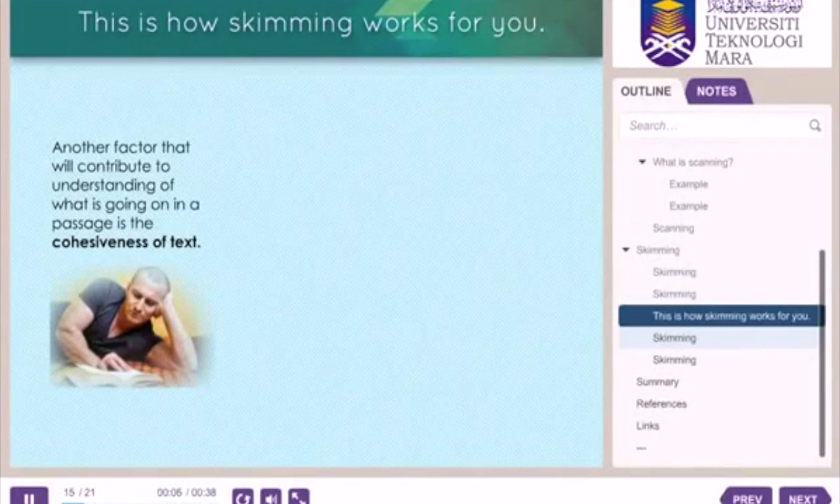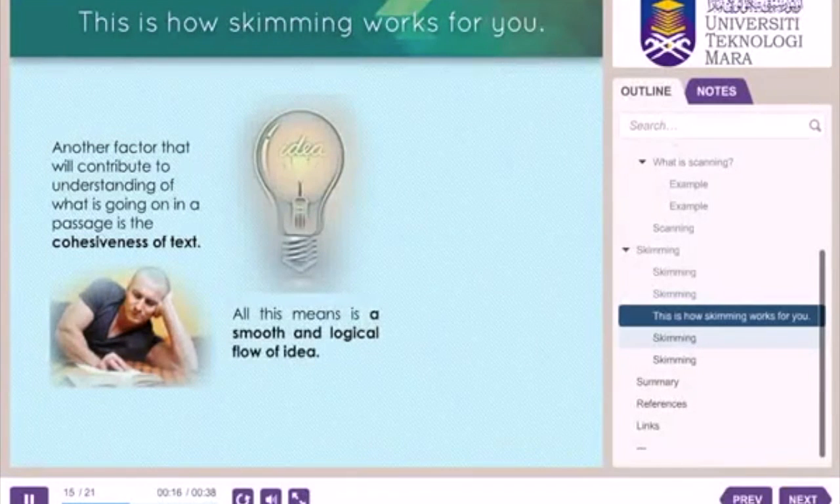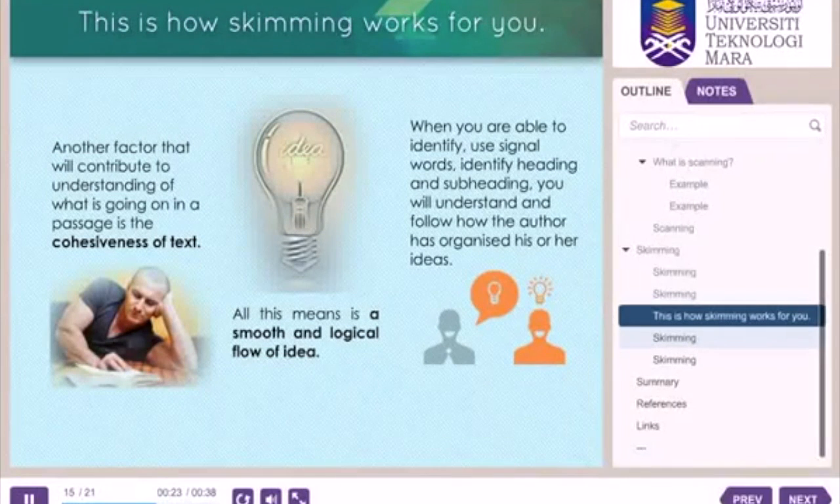Another factor that will contribute to understanding of what is going on in a passage is the cohesiveness of text. All this means is a smooth and logical flow of ideas. When you are able to identify and use signal words, and identify headings and subheadings, you will understand and follow how the author has organized his or her ideas.